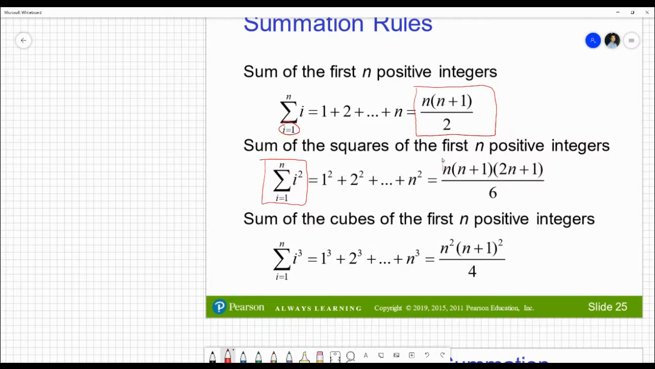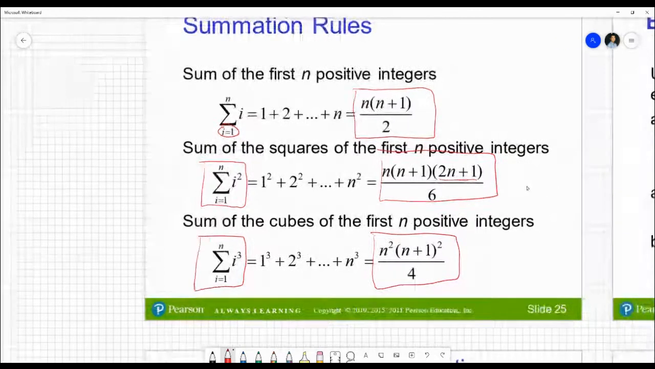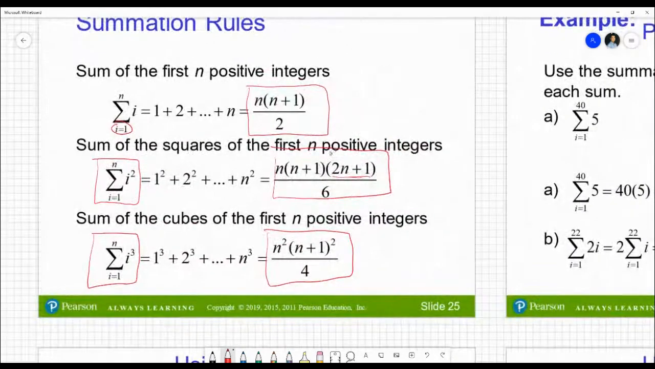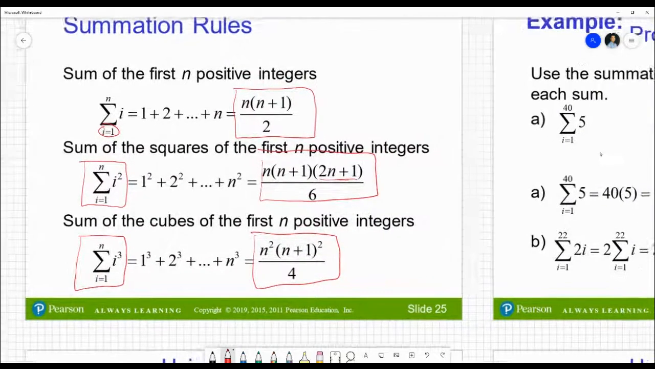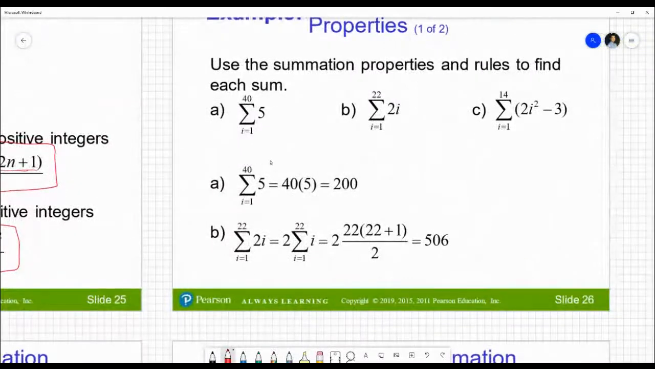For I squared, it's a little bit more elaborate. N times n plus 1, and then you have this extra piece here, 2n plus 1 over 6. For I cubed, you have n squared times n plus 1 squared over 4. So we can use these properties in order to evaluate this much quicker.